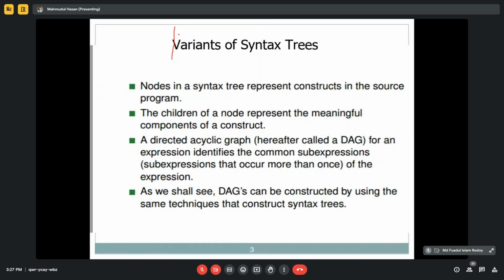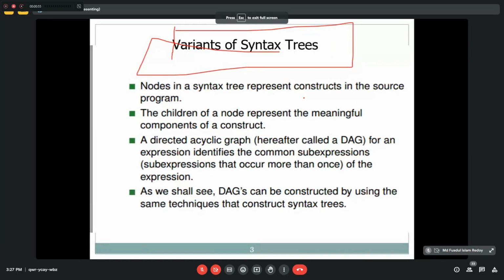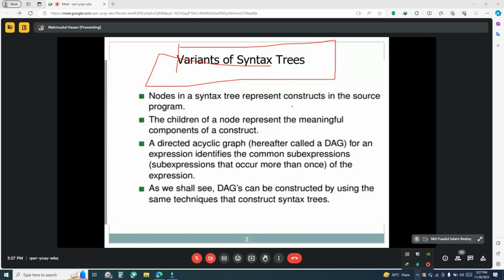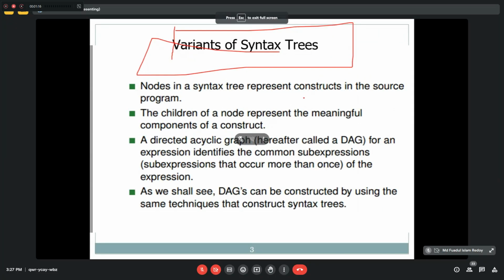Now, variants of syntax tree. I think you know about syntax tree. If you think about a syntax tree, the leaf nodes contain operands, that means identifiers or constants. And the internal nodes contain operators.